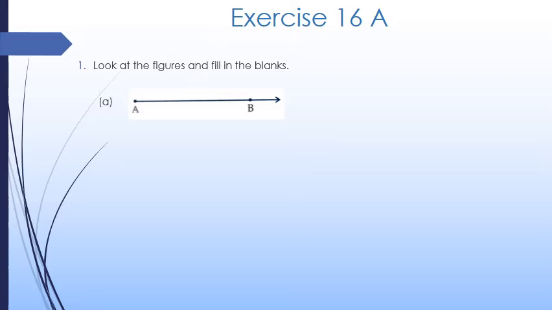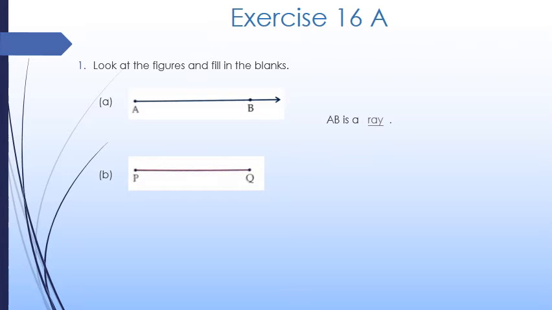So now children, after revising what is a point, what is a straight line, what is a line segment, and what is a ray, let's straight away come to the revision of exercise 16A. So the first question is, look at the figures and fill in the blanks. See the first figure. It has one fixed endpoint, which is point A, and from the other end it goes on and on, right? So what is this? It is a ray AB, right? So AB is a dash, and in the blank, you will write ray.